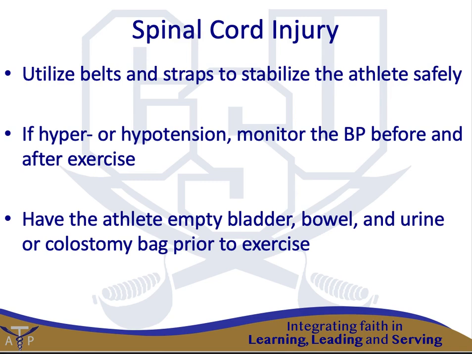If the athlete has core body deficiency or paralysis, we need to use belts or straps to make sure he or she is safely stabilized while exercising. If the athlete has hyper or hypotension, we need to monitor her or his blood pressure before and after exercise. In addition, have the athlete empty his or her bladder, bowel, and urine or colostomy bag prior to exercise. If the athlete has any signs or symptoms of fainting, change in color, dizziness, nausea, or extreme weakness, then we need to stop the exercise immediately.